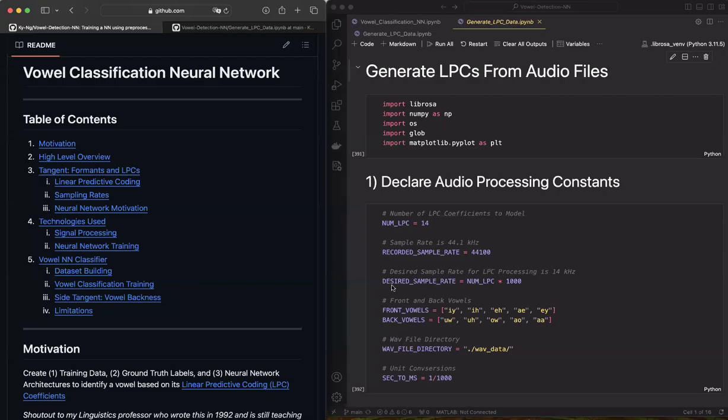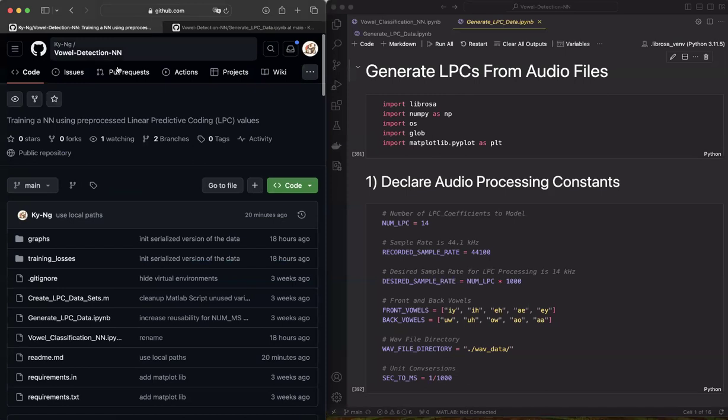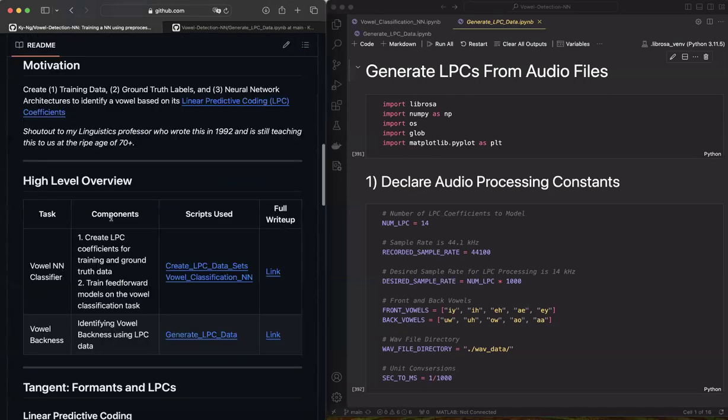Hi there. So today we're going to go over some vowel classification using two different approaches. One is a canonical comparison of coefficients of vowels, and the other is using a feed-forward neural network. So let's jump into our motivation. And this is all on the GitHub for vowel detection neural network. So let's hop into our motivation.